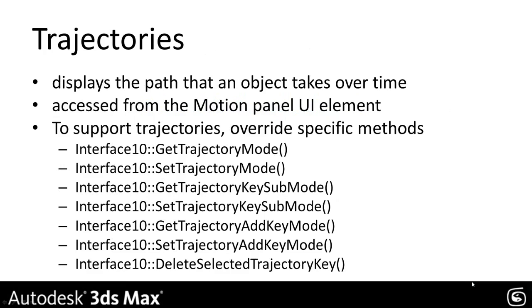There's also the concept of trajectories. So this is the display. It's basically displaying the path that an object takes over time. So this is accessed from the motion panel, it's a UI element. So if you want to support trajectories, you override specific methods. Okay, and so these are like the little icons that show how the curve would be represented. Okay, so there's different ways of handling that with these interface functions.